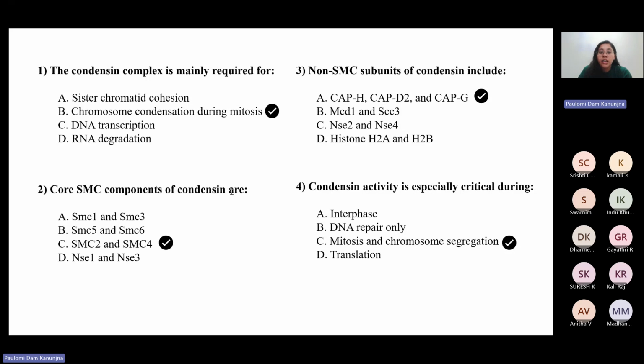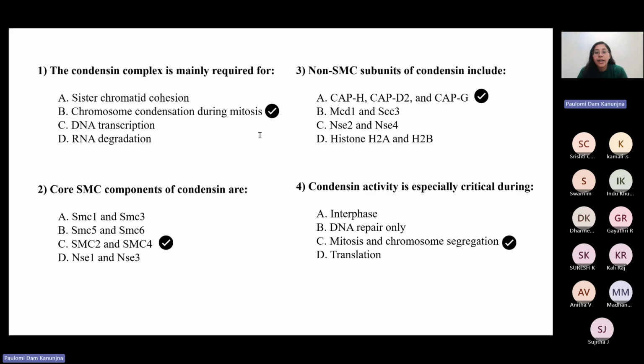Right? Okay. The core SMC protein that you need to remember for condensin is basically 2 and 4. 1 and 3 is cohesin; 2 and 4 is for condensin. Okay. And next one, the other non-SMC subunits here are the CAP, H CAP, we saw in the slide also, right? So the CAP proteins, these are basically again for the chromosome compaction and activity. Okay, and the last question was condensin activity is especially critical during mitosis and chromosome segregation because it's about chromosome condensation, right? It's an easy question.